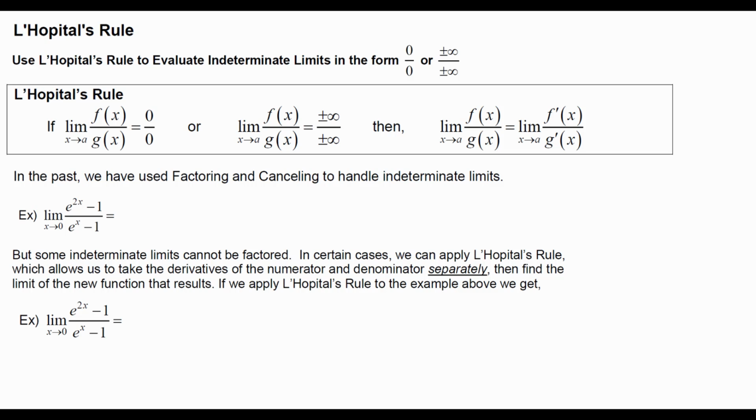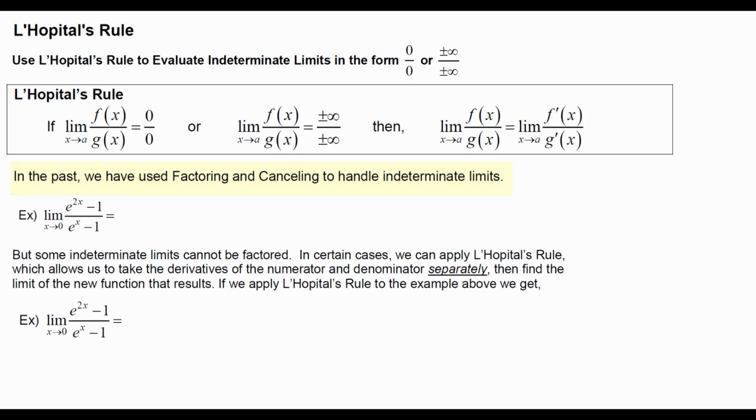What if that produces 0 over 0 or plus minus infinity over plus minus infinity again? Then you can look at them as new functions and still use L'Hopital's rule. So sometimes you need to use L'Hopital's rule multiple times to evaluate the limit. In the past, we have used factoring and canceling to handle indeterminate limits.